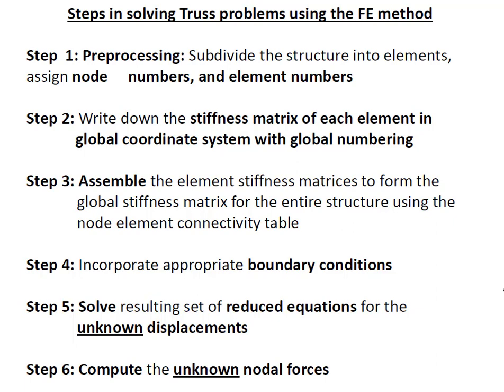The third step is the assembly. In the assembly, we assemble the element stiffness matrices to form the global stiffness matrix for the entire structure using the node element connectivity table. In the fourth step, we apply the boundary conditions.